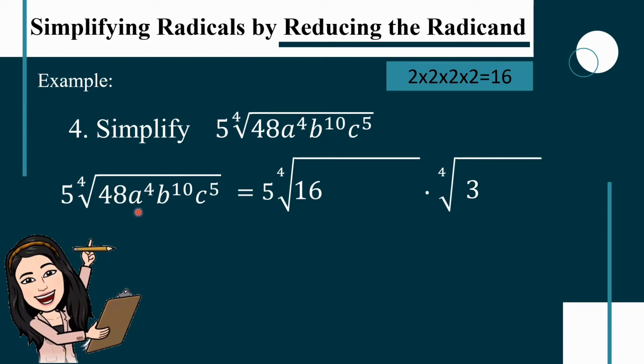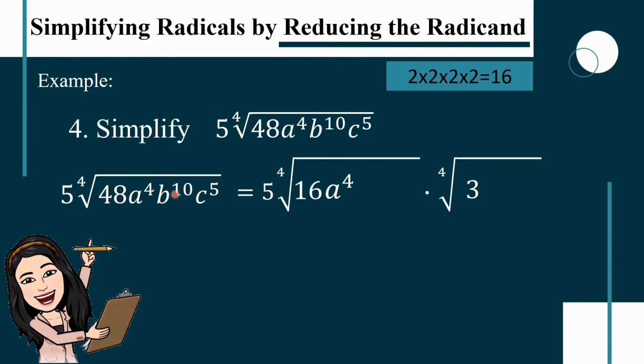Next, a raised to 4. A raised to 4, is it a perfect fourth root? Yes, perfect fourth root po siya kasi 4 divided by 4 is equal to 1. So, therefore, dito natin siya ilalagay. Next, wala ditong katuwang na kasi sakto na siyang perfect.